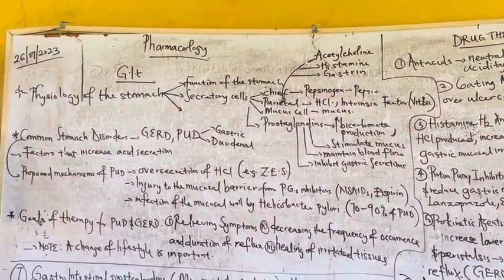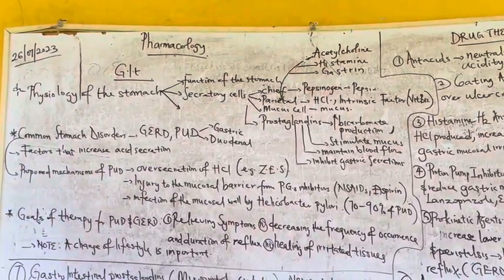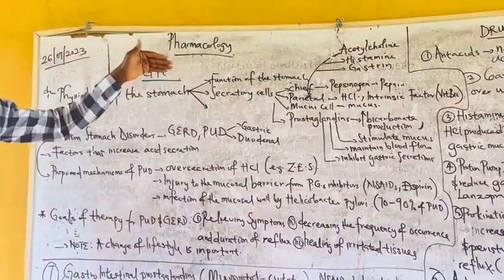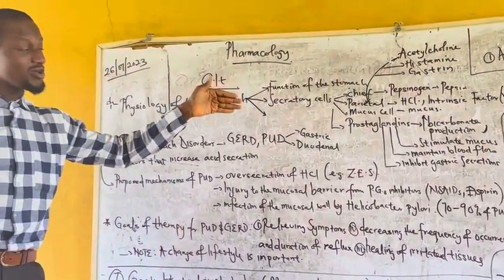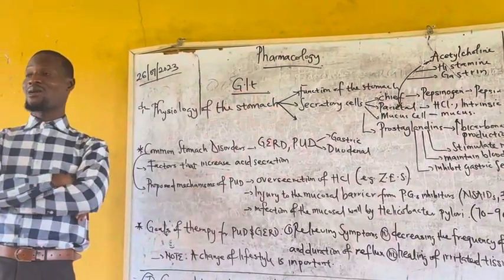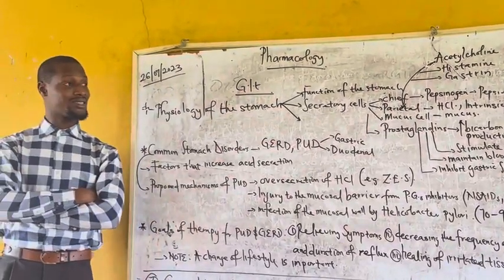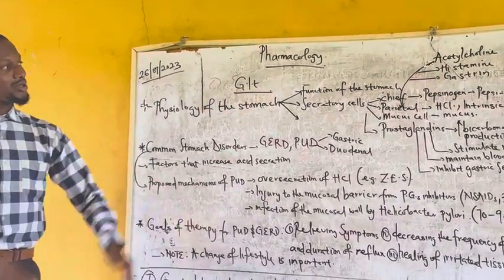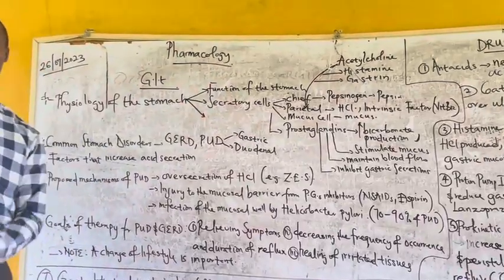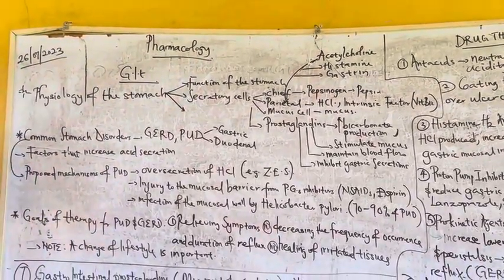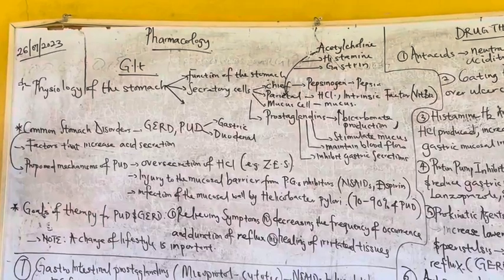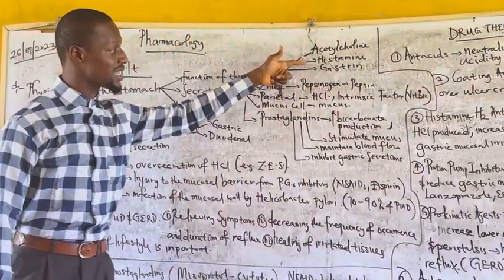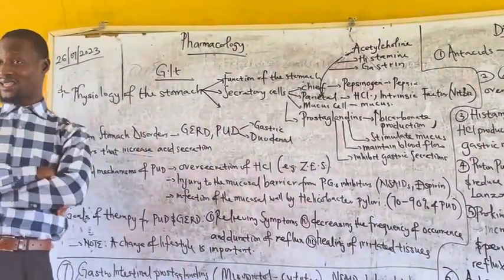Now, I said that acetylcholine will come via the cholinergic nerve fiber, the vagus nerve. So once it's secreted, the parietal cell will secrete hydrochloric acid. Hydrochloric acid is what is responsible for the acidity of the stomach, for the pH of the stomach. So acetylcholine, histamine, and gastrin. It means that in conditions where there is oversecretion of acid in the stomach, by blocking any of these three, acetylcholine, histamine, or gastrin, we can reduce acid production.